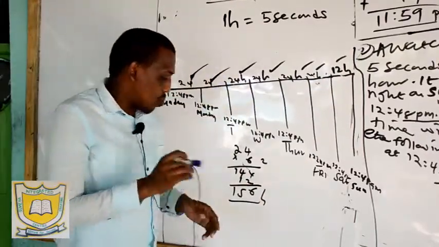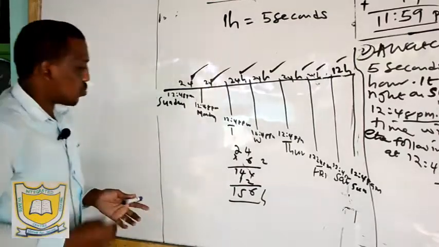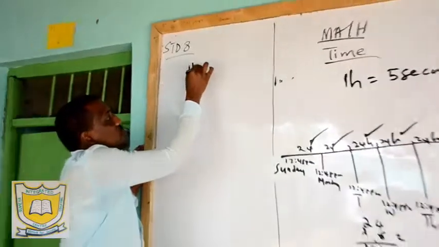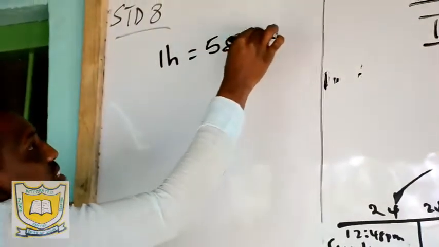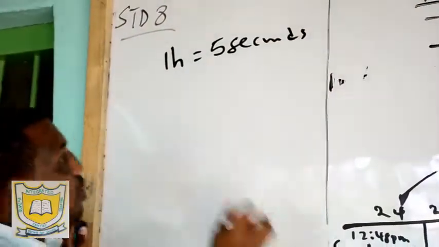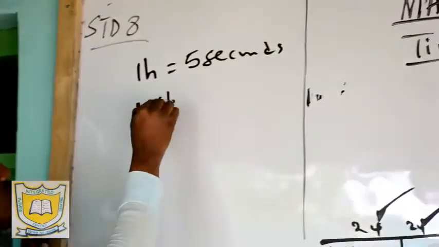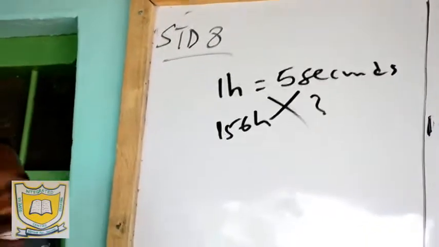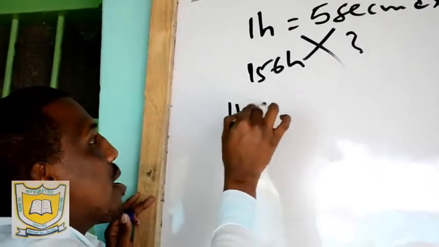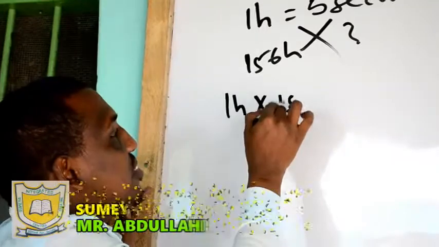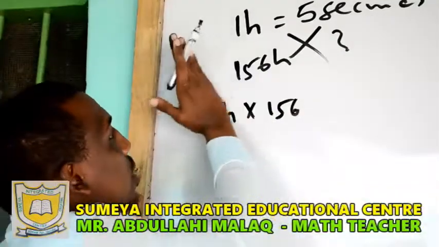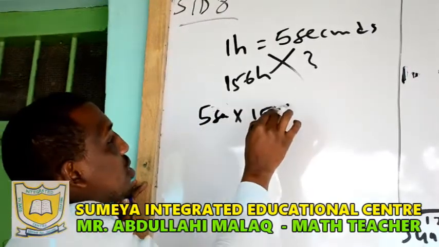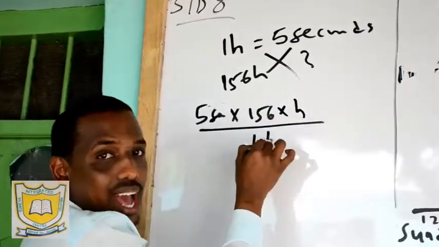So after getting 156 hours, we say now, if the watch was losing every 1 hour, it was losing 5 seconds. Total hours, what about 156 hours? Cross multiply. That's how we do. So we say 1 hour multiplied by 156, and 5 seconds times 156 hours over 1 hour.